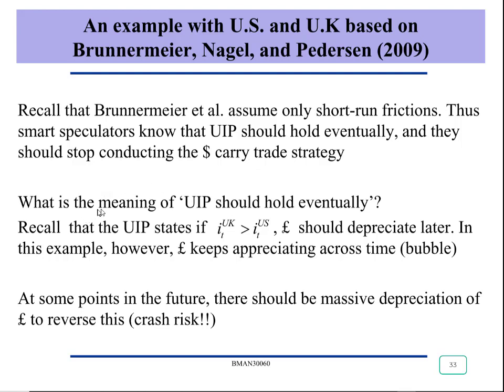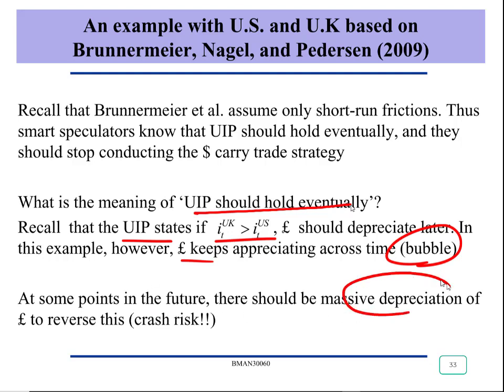What is the meaning of UIP should hold eventually? Recall that UIP states if UK interest rate is higher than US interest rate, pound should depreciate from T to T plus 1. But we observe that because of market frictions, pound keeps appreciating and appreciating. This is the so-called bubble in FX market. At some point in the future, there should be massive depreciation of pound to reverse this cumulative appreciation of pound.